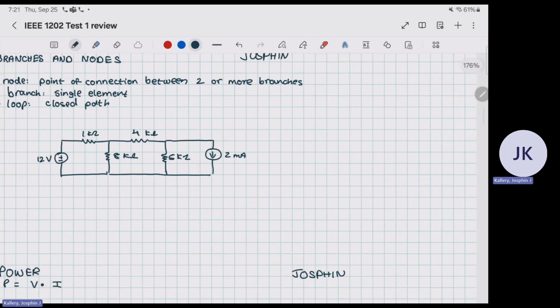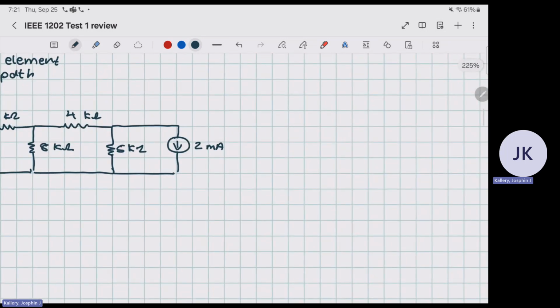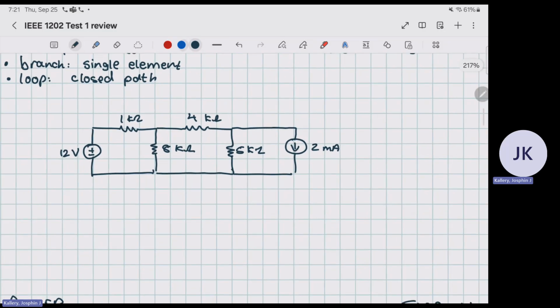For this example, we just want to find the number of nodes and the number of branches. First, let's count the number of branches we have. We have one over here, and we have this one, this one, and so on.